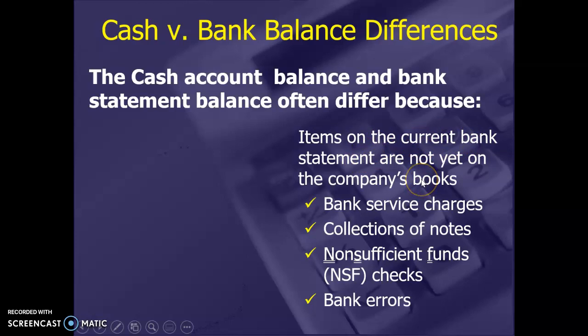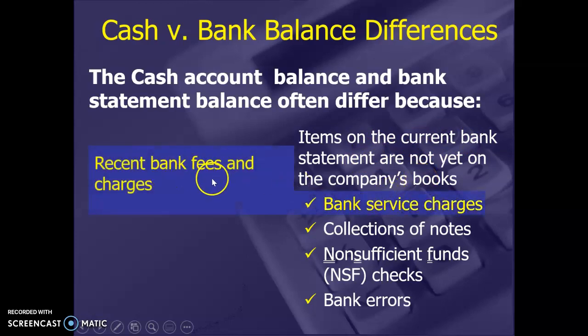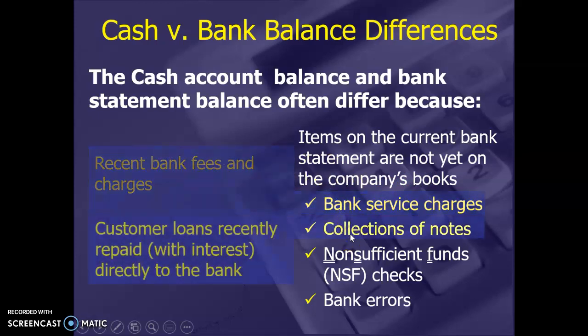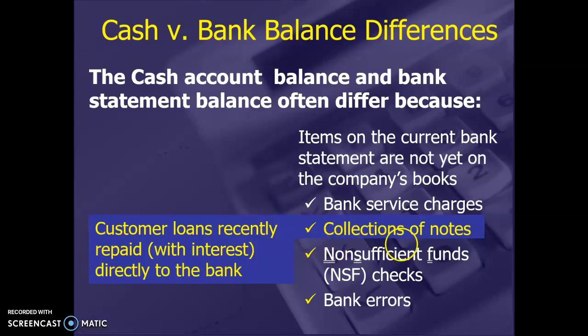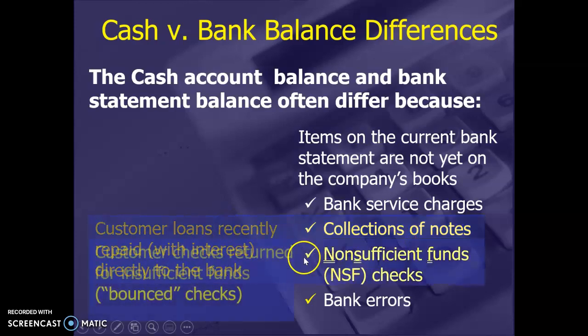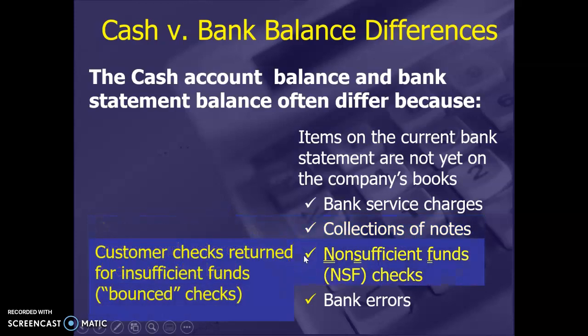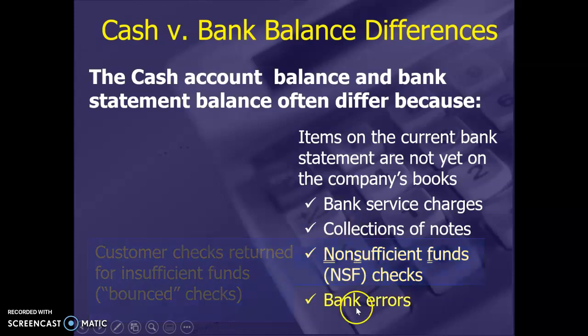On the other side are items on the bank statement that are not on the books. So things that the books do not know about. Examples of this would be a bank service charge. If the bank is charging you a fee, you may not have that on your books. If the bank is collecting a note, so you've loaned money to a customer, they have repaid it, probably with interest, they pay it directly to the bank instead of paying it to you, that would be a collection of a note. And a non-sufficient fund is a bounced check. So they wrote you a check to buy something and it has bounced. They didn't have enough money in their account. And the last one is the bank errors here.